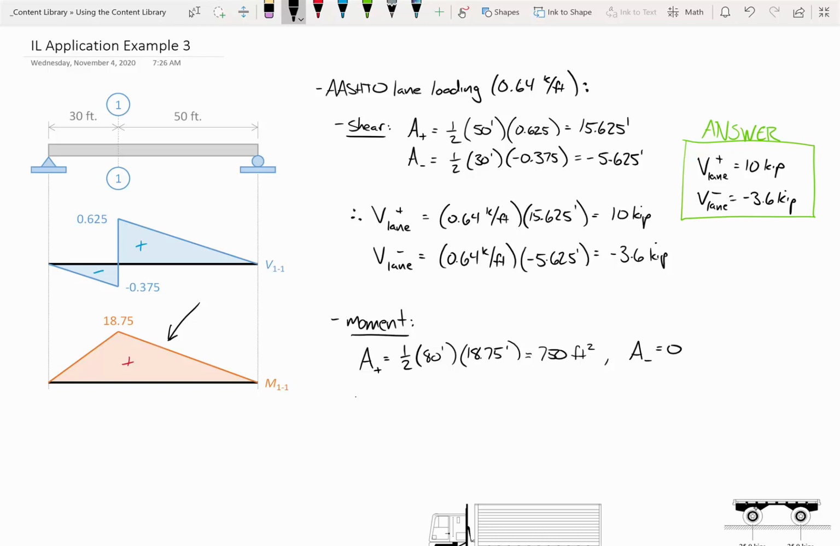So what that means is the lane load has a positive moment of 0.64 kips per foot times this area of 750. And when you chug that out, you'll get a lane load moment of 480 foot kips, but the lane load negative moment is 0.